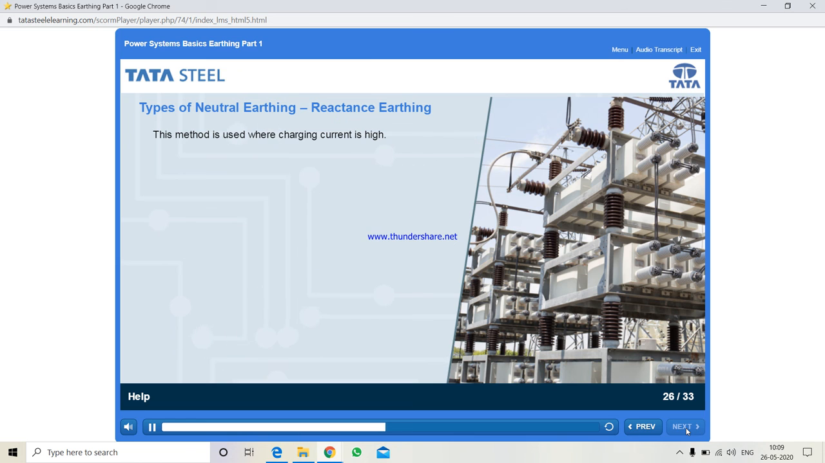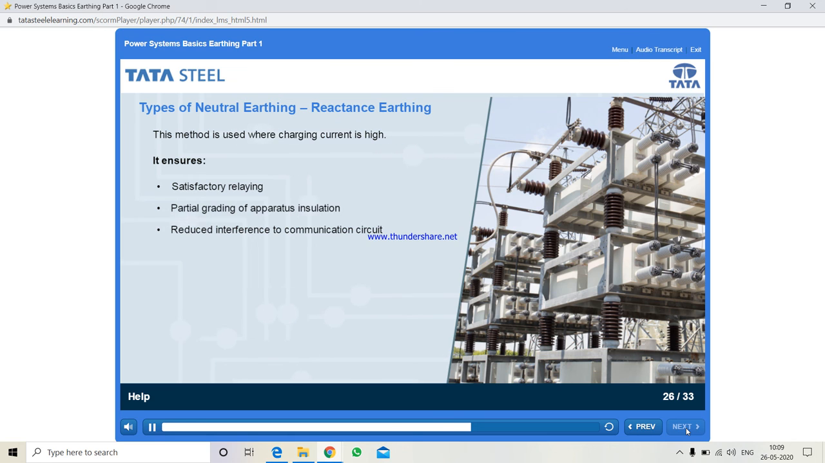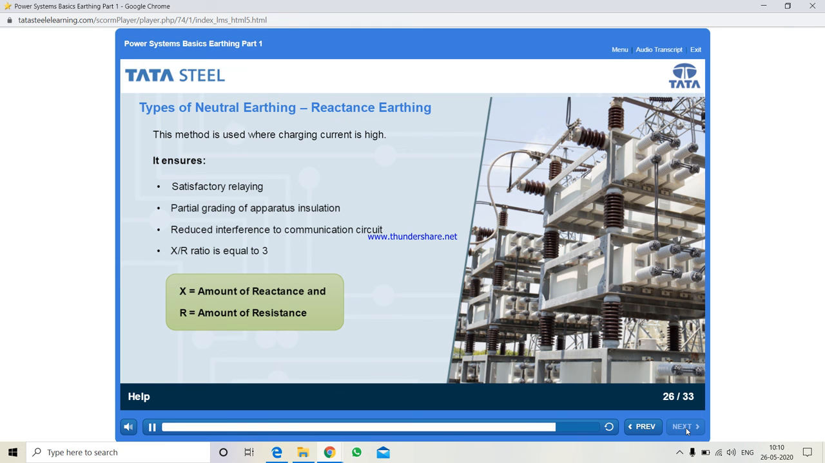Reactance earthing ensures satisfactory relaying of current and partial grading of apparatus insulation. It also ensures that there is reduced interference to communication circuits and further that the X by R ratio is equal to 3. Please note that in reactance earthing, X by R ratio refers to the amount of reactance denoted by X divided by the amount of resistance R.